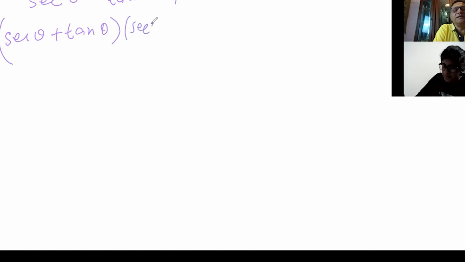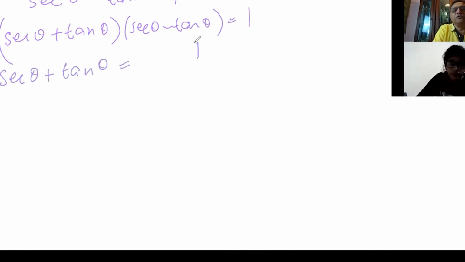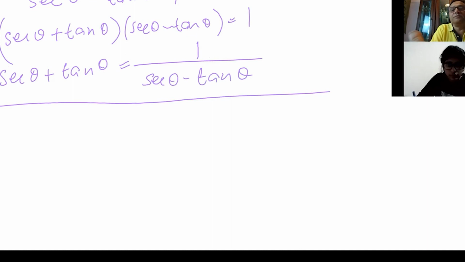So let me summarize here, right? So you said the right thing. We just found that secant square theta minus tan square theta is equal to 1. That means secant theta plus tan theta times secant theta minus tan theta is equal to 1, or secant theta plus tan theta equals 1 over secant theta minus tan theta. Very important relation. Always remember.